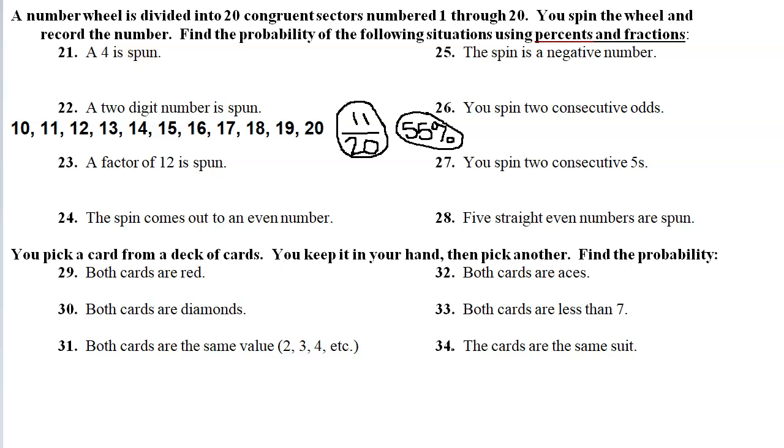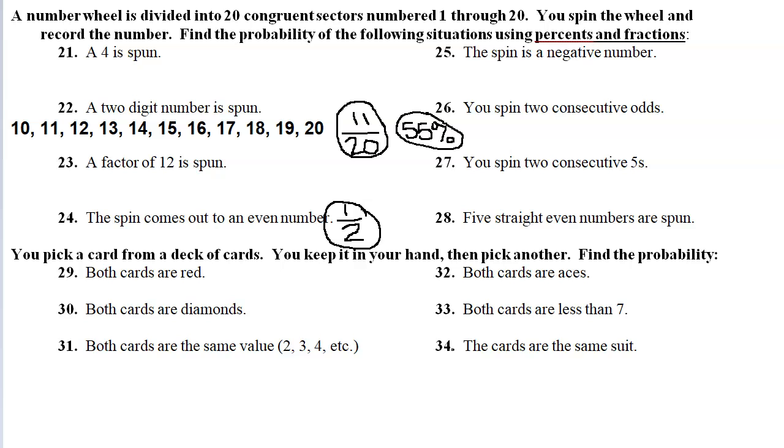All right, the spin comes out to an even number. Well, that makes me happy. That one's not nearly as scary as the other one, because if you think about numbers, half of them are going to be even. The only time that actually runs into trouble to just take a shortcut and just say, hey, half of them are a certain thing, is if you're given an odd number of possibilities to begin with.